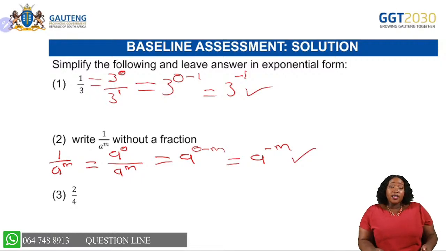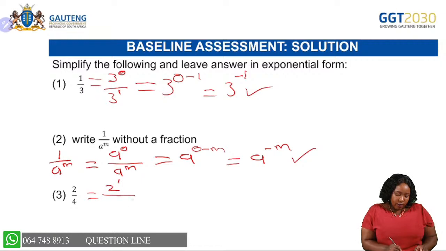All right, now let's look at number 3. Number 3 is 2 over 4, right? And you also have to write that in exponential form. So here, we can leave 2 as 2 to the power of 1. 4, how can we write that as an exponent? As 2 squared. You still remember 2 times 2 is equal to 4, right?